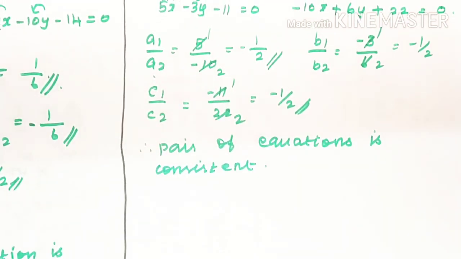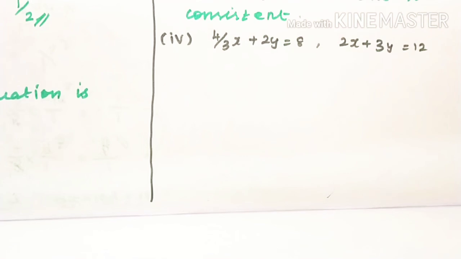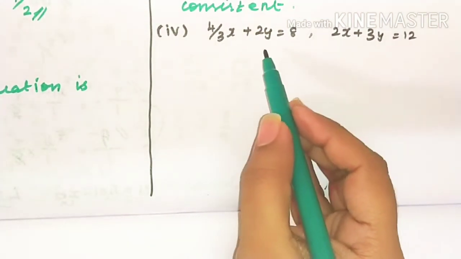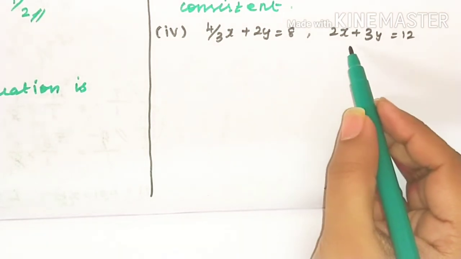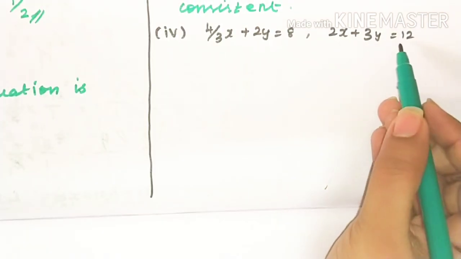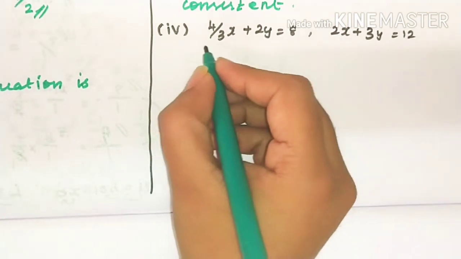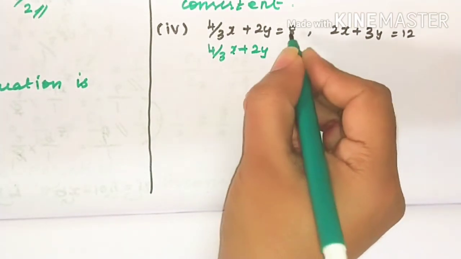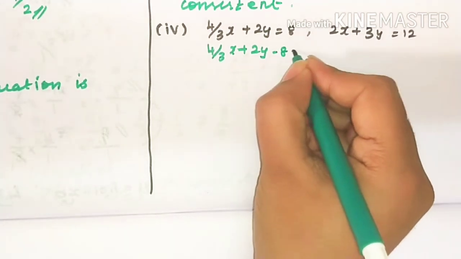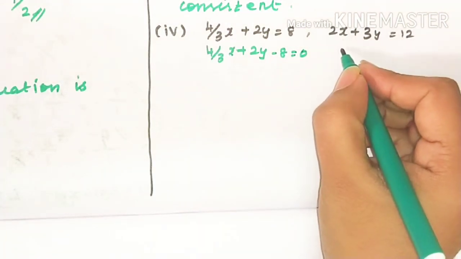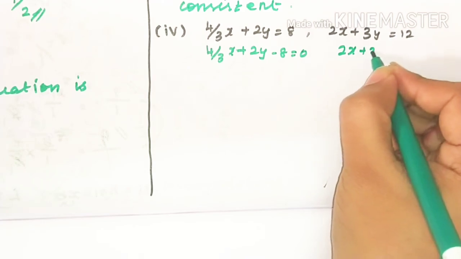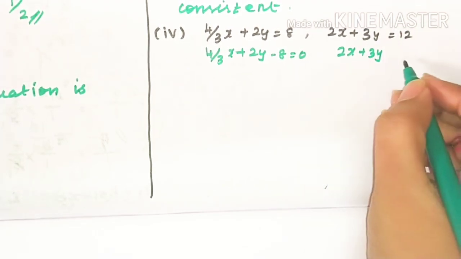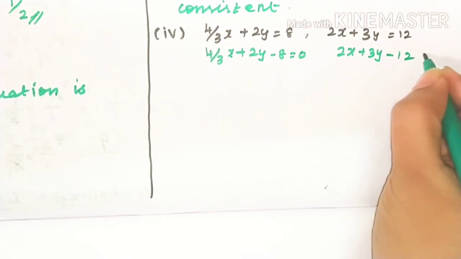Now we are going to see the next sum. 4 by 3x plus 2y equal to 8. Another equation is 2x plus 3y equal to 12. Now we can rewrite the equation 4 by 3x plus 2y, transferring the 8 to this side, minus 8 equal to 0. Similarly this equation 2x plus 3y plus 12, we can transfer to the left side, you will get minus 12 equal to 0.